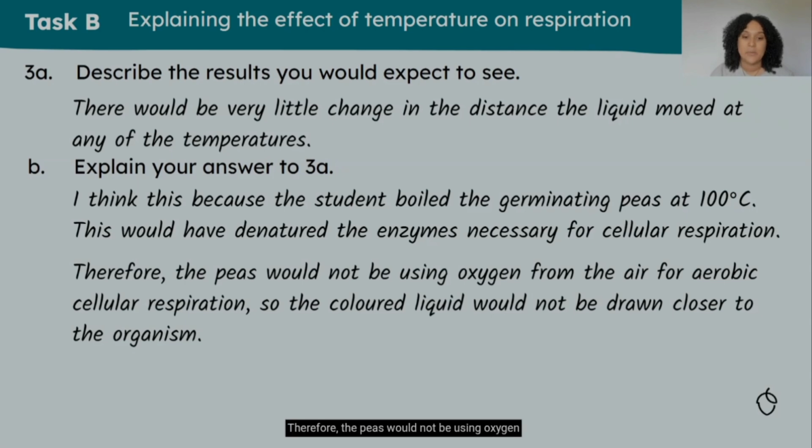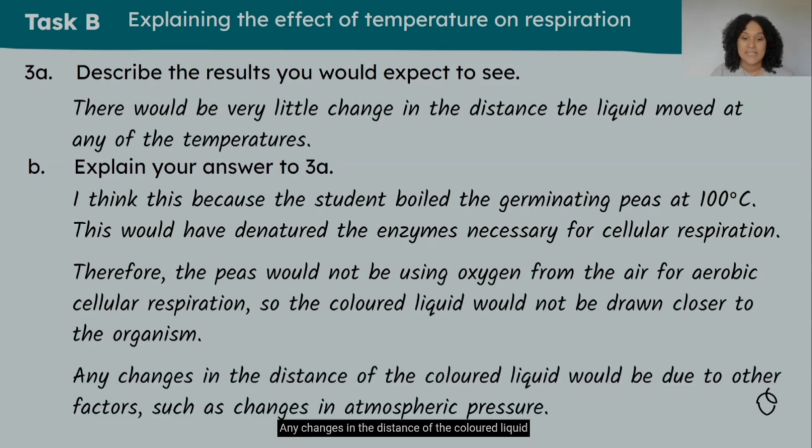Therefore, the peas would not be using oxygen from the air for aerobic cellular respiration, so the coloured liquid would not be drawn closer to the organism. Any changes in the distance of the coloured liquid would be due to other factors such as changes in atmospheric pressure. Amazing work, well done if you got that right.